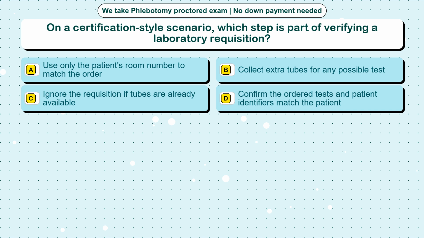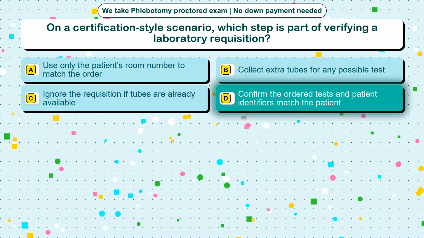Option A. Use only the patient's room number to match the order. Option B. Collect extra tubes for any possible test. Option C. Ignore the requisition if tubes are already available. Option D. Confirm the ordered tests and patient identifiers match the patient. The correct answer is option D.